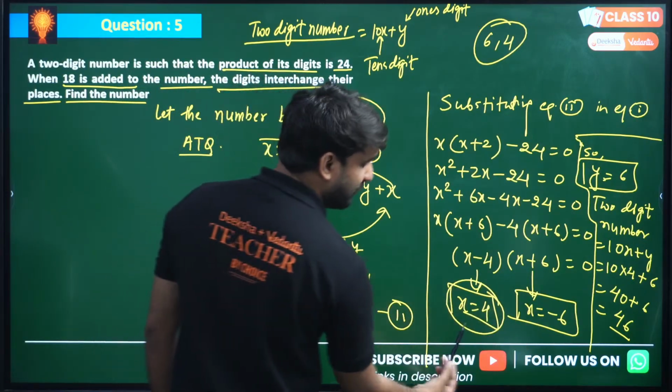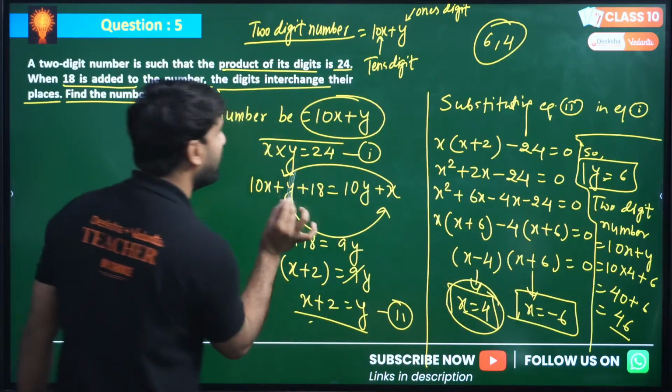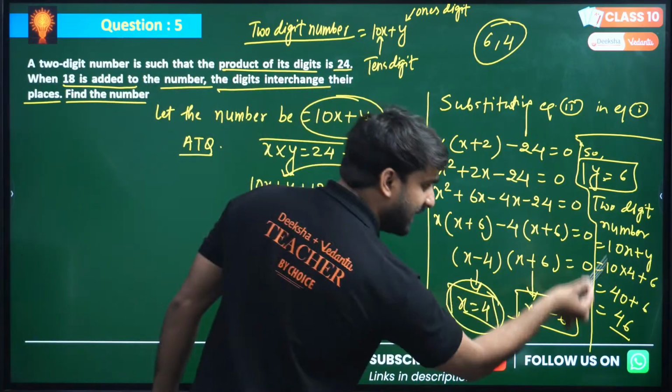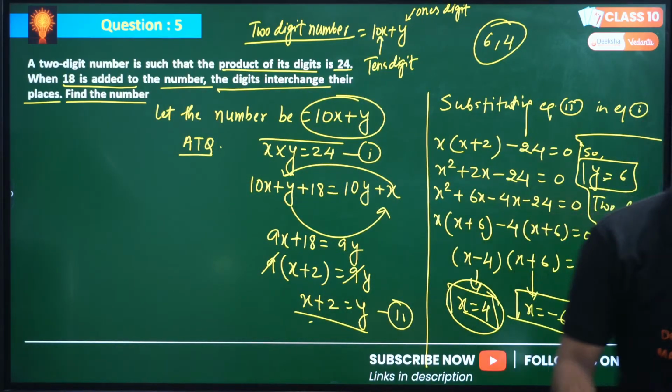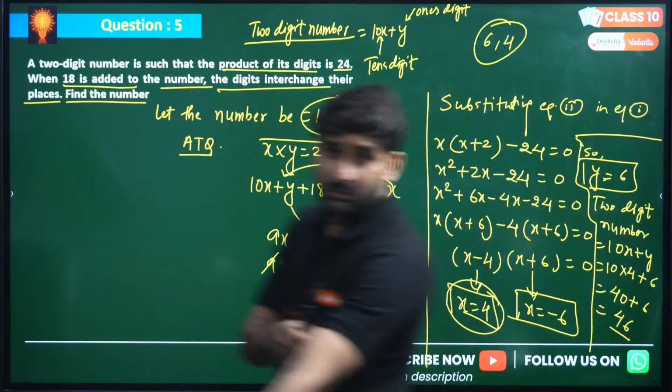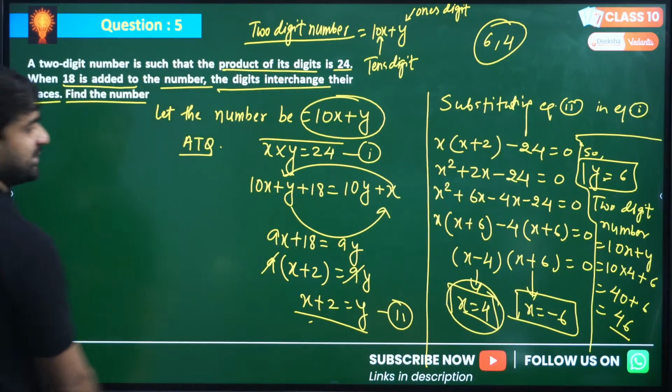So if x equals 4, y will be 6 because the product is 24. And you have x and you have y, so the 2-digit number will be 46. I hope you get the point. Okay, moving to the next question.